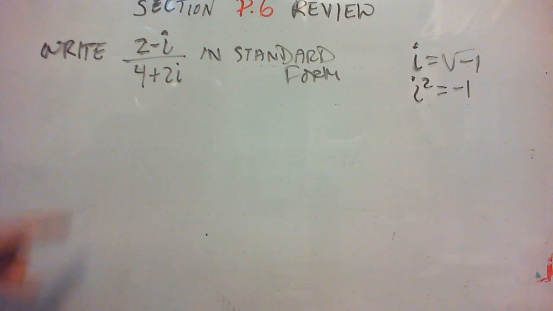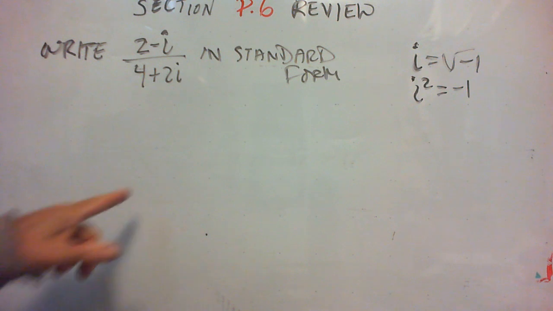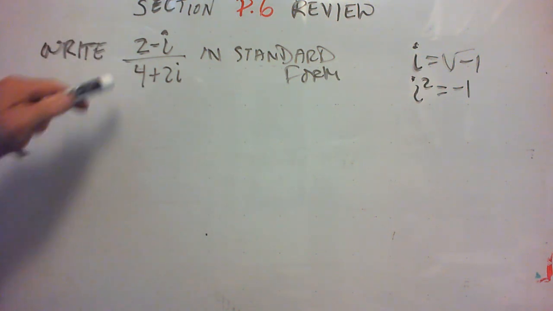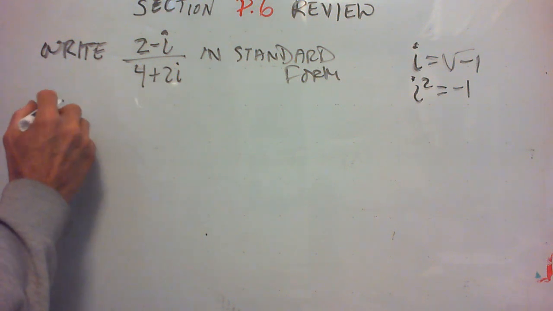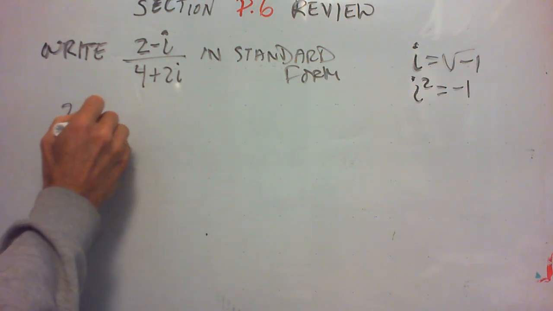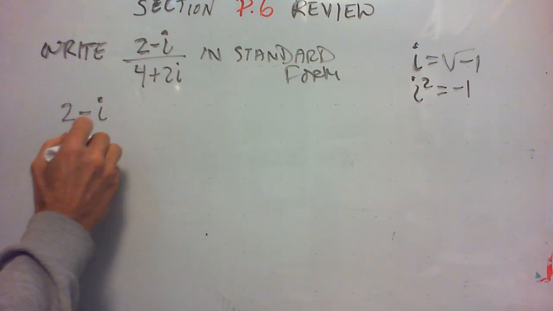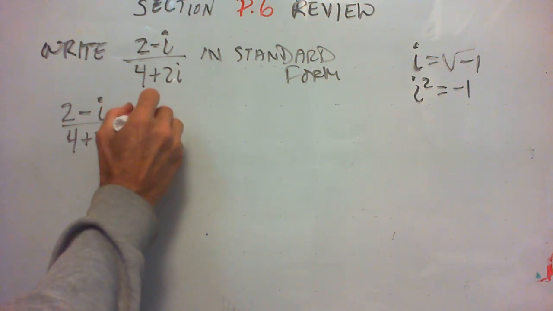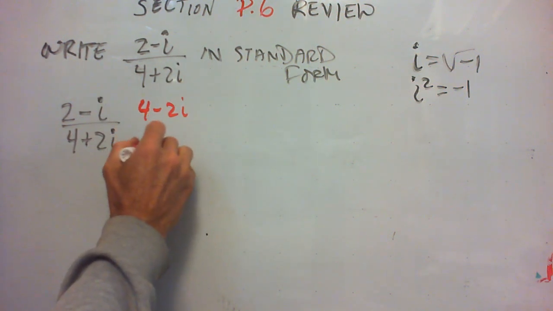Okay, next we're going to look at writing a complex fraction in standard form. Normally a fraction you can divide it out, but you can't do that with these i terms. We have a way of dividing that out, and that is to multiply by the complex conjugate of the denominator, which in this case is 4 minus 2i.